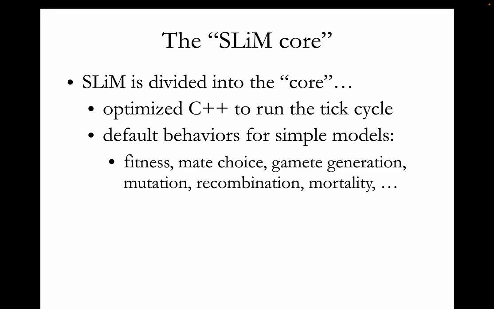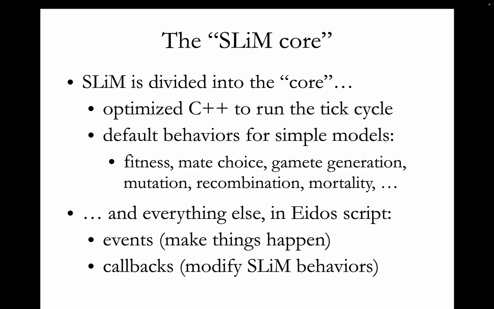Whichever model type you choose, your model is run by what I call the SLiM core. This is the optimized C++ code that runs the tick cycle, moving time in your simulation forward tick by tick. The SLiM core provides default behaviors for things like fitness calculations, mate choice, gamete generation, including mutation and recombination, mortality, and so forth. And then beyond the SLiM core, there's your Eidos script. Your script is divided up into events, which run at particular scheduled times to make things happen in your model, and callbacks, which more directly modify some default behavior in the SLiM core, plugging into SLiM to change its behavior.